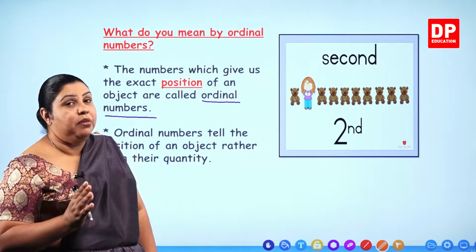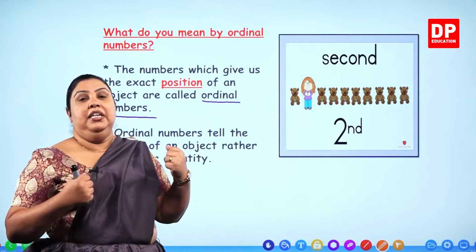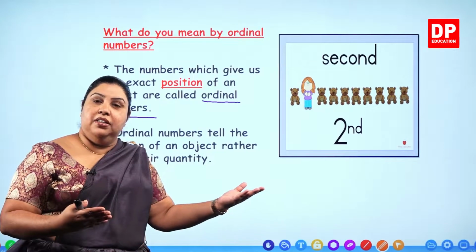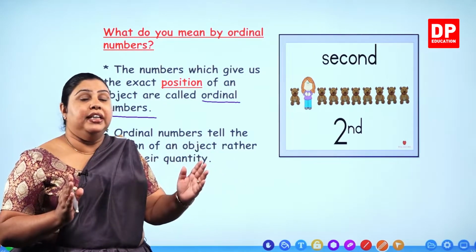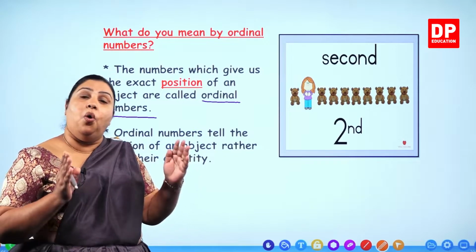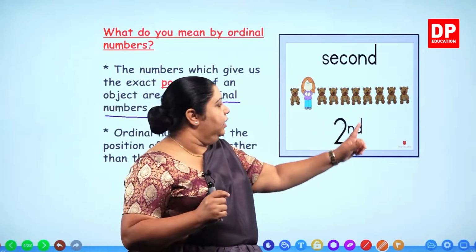So now it can be we are maybe talking about people, sometimes some object, or it can be animals, anything. But only thing that we talk about with the ordinal numbers is their position. Now I want you to take a look at the picture.